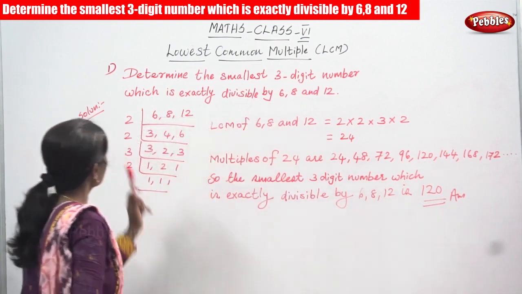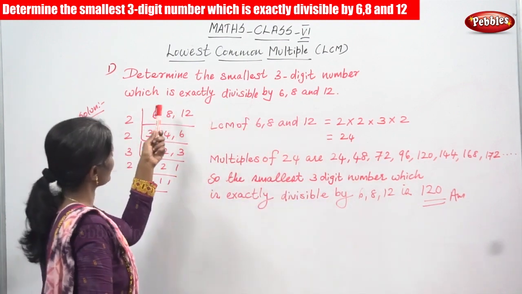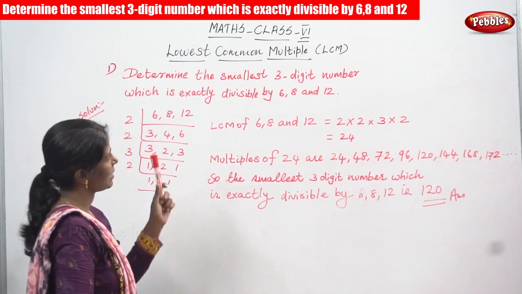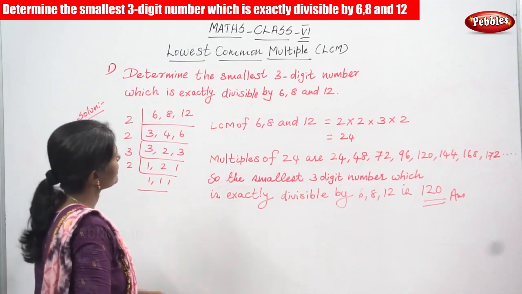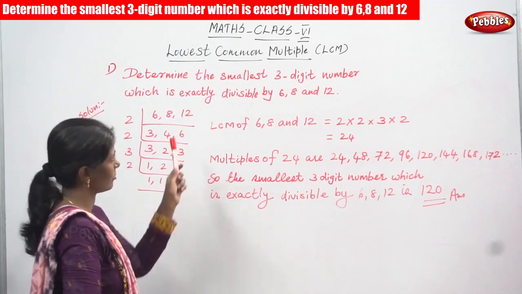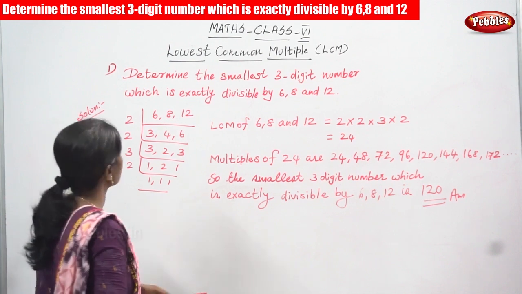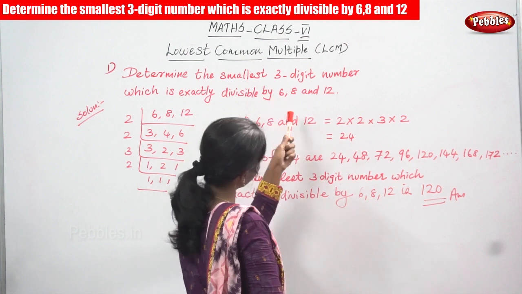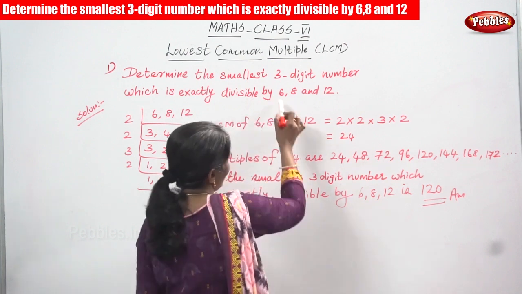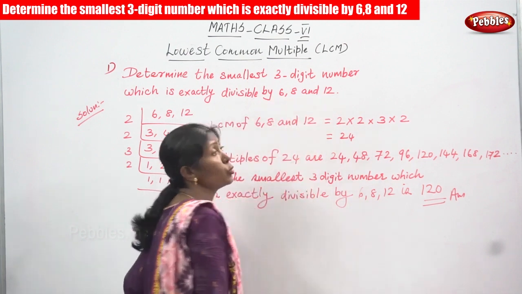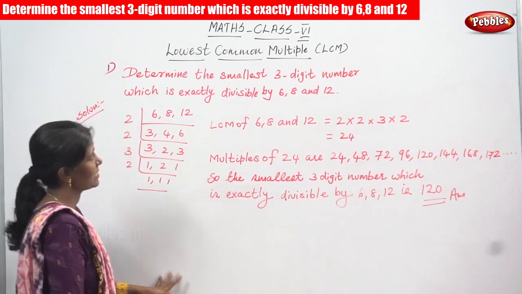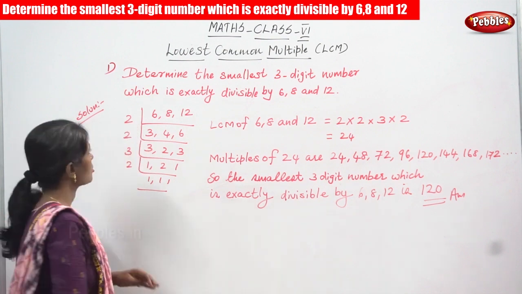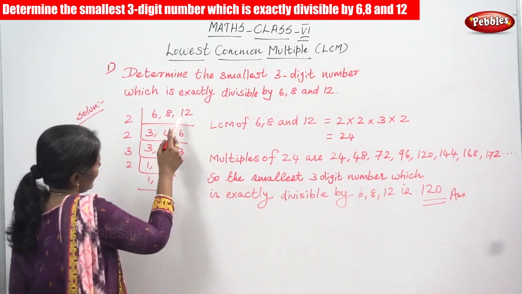Now we are going to determine the smallest 3-digit number which is exactly divisible by 6, 8 and 12. So we are going to use the lowest common multiple for this question. We have to take more than 2 numbers for LCM. LCM means lowest common multiple. So we have to write it like this: 6, 8 and 12.